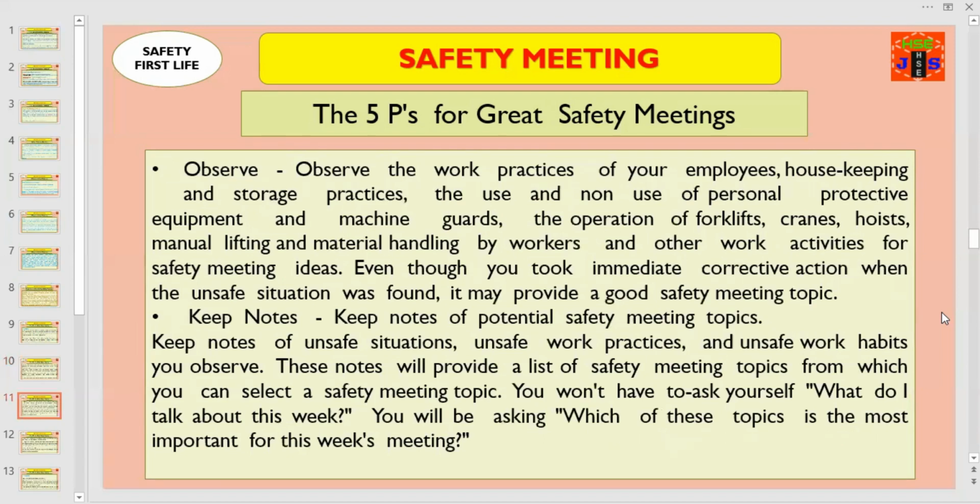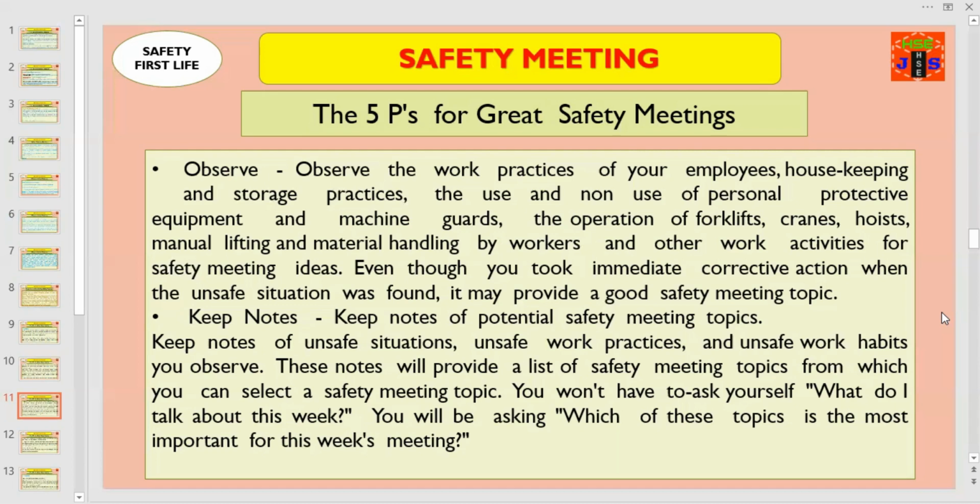Point number 4, observe. Observe the work practices of your employees, housekeeping and storage practices, the use and non-use of personal protective equipment and machine guards, the operation of forklifts, cranes, hoists, manual lifting, and material handling by workers, and other work activities for safety meeting ideas. Even though you took immediate corrective action when the unsafe situation was found, it may provide a good safety meeting topic. Point number 5, keep notes.